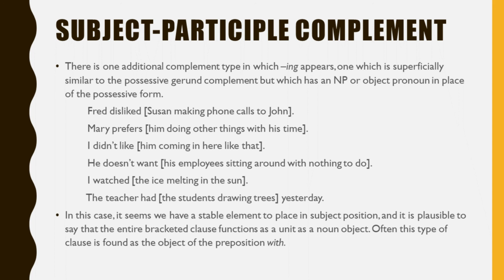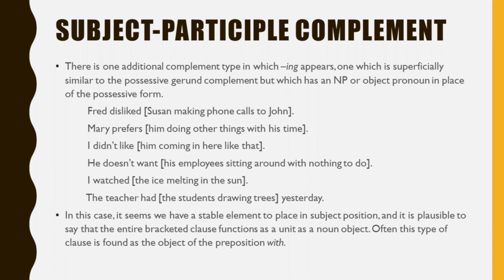Unlike in the last three sentences, they cannot be viewed as colloquial simplifications of the possessive gerund construction. Once again, we have what looks like the general structure of a clause without a tense. In this case, it seems we have a stable element to place in subject position, and it is plausible to say that the entire bracketed clause functions as a unit as a noun subject, much as three relative clauses were viewed in chapter 29, to function as nouns in subject and object positions.